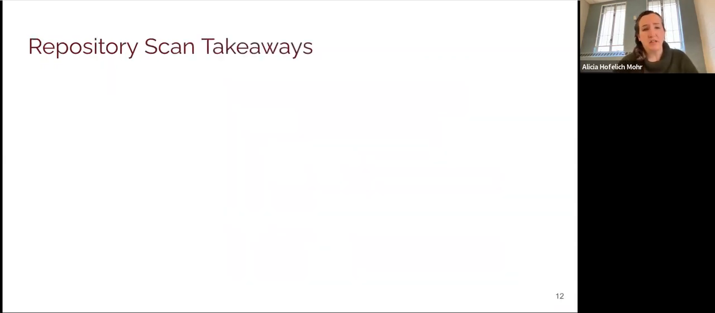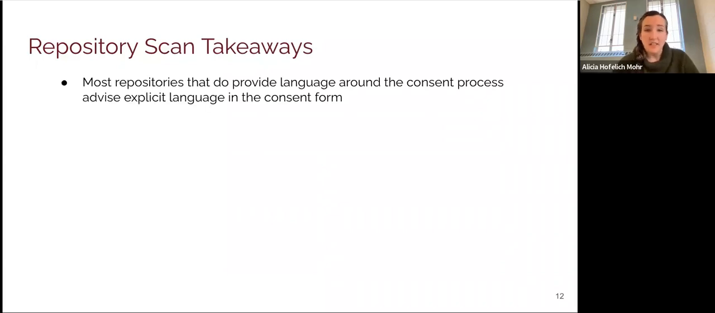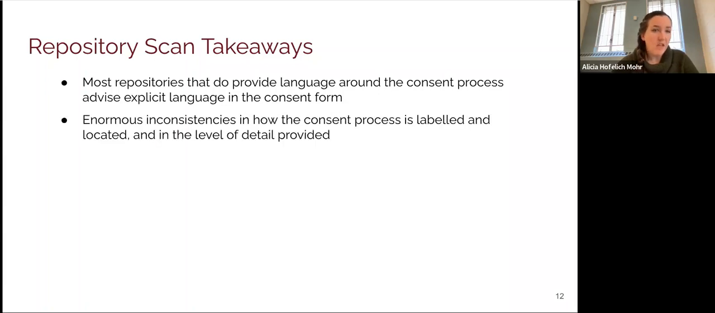And so just some general takeaways of analyzing the ones that did mention consent is that most repositories that do provide explicit language in the consent form. And so they'll provide template language for folks to use if they will be submitting an IRB consent. But there were enormous inconsistencies in how the consent process is labeled and located, where on the website it mentions consent, and the level of detail provided.